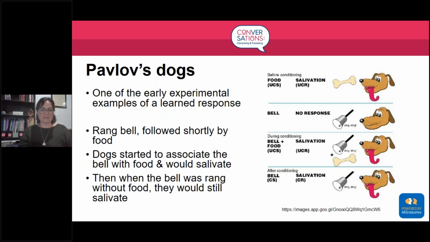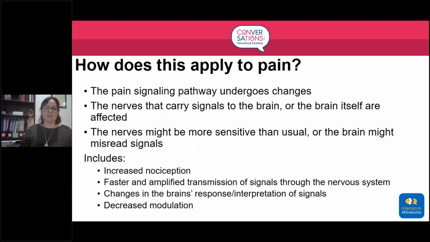So you can look more into him if you want examples, but that's just a really nice, simple way of showing how we can start to associate two things with each other that we previously didn't, and then have this learned subconscious response to it. So how does this apply to pain?